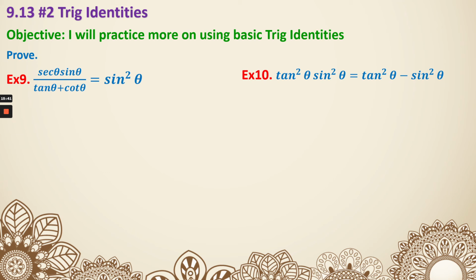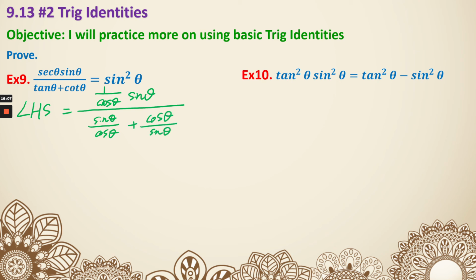Number 9. Whew, that's pretty rough. I don't know where to start, so same thing. I'm going to start by rewriting everything. The left-hand side looks more complicated. That's where we will start. On the top is 1 over cosine theta times sine theta. On the bottom, sine theta over cosine theta plus cosine theta over sine theta.